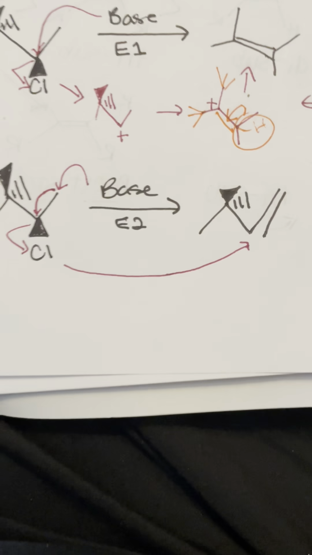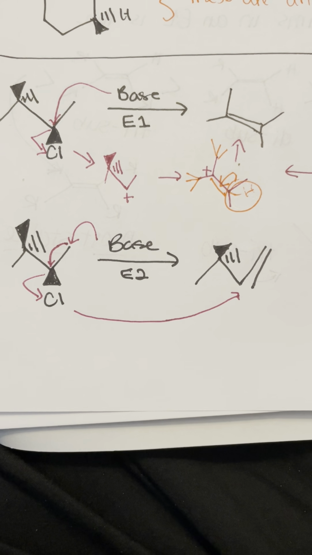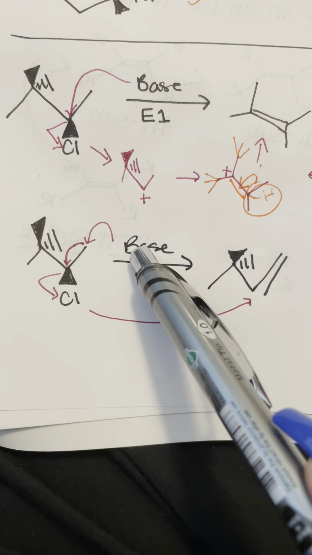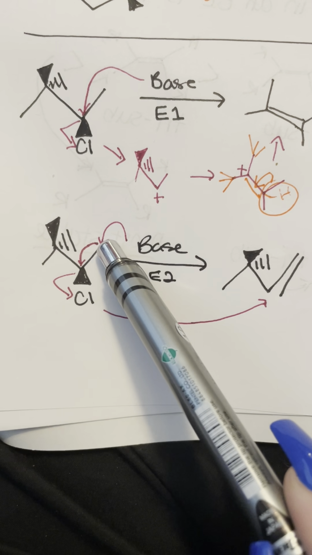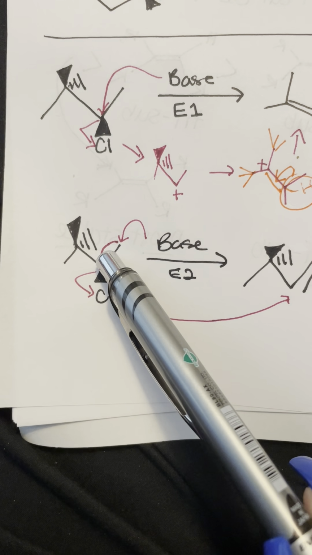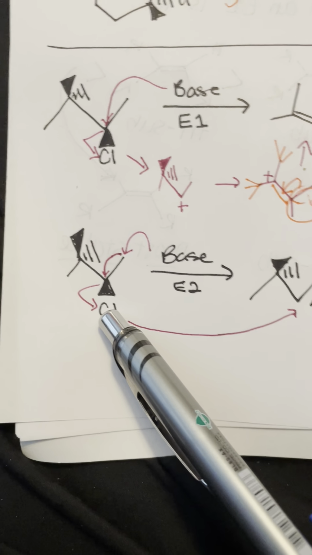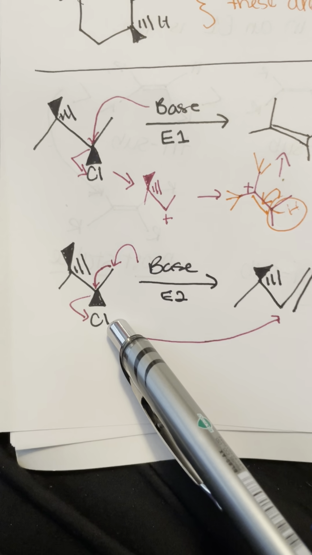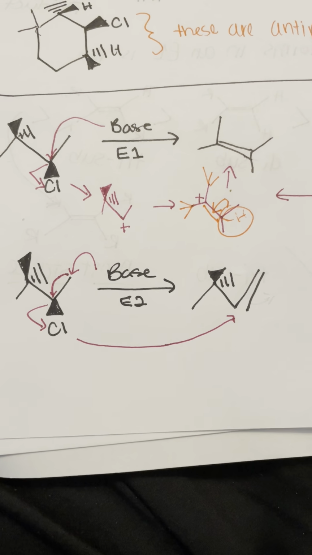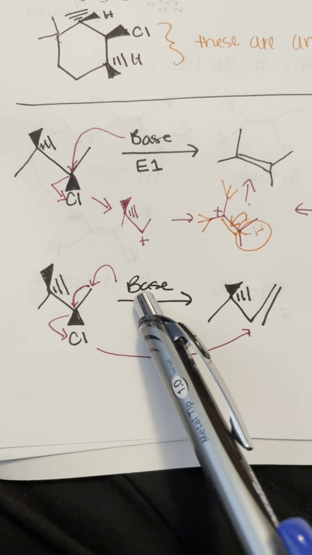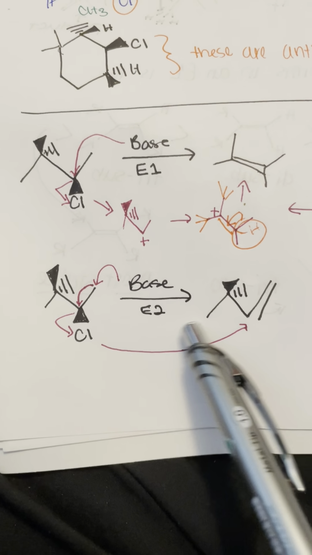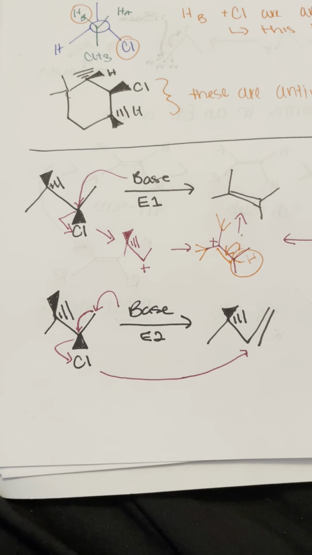Now, for E2, if you take a look, this base attacks the hydrogens on this molecule. The hydrogens attack the carbon, kick out the leaving group, which is the Cl, and turn it into a double bond, and it is as simple as that. Again, base attacks the hydrogen, hydrogen attacks the carbon, leaving group leaves, double bond is formed.